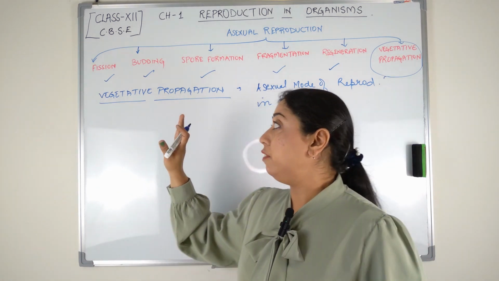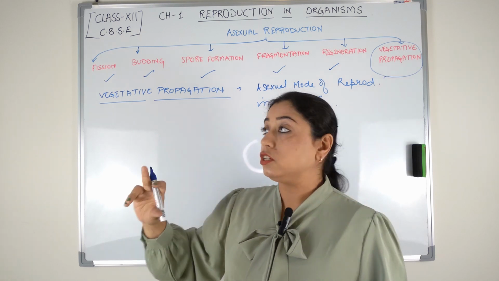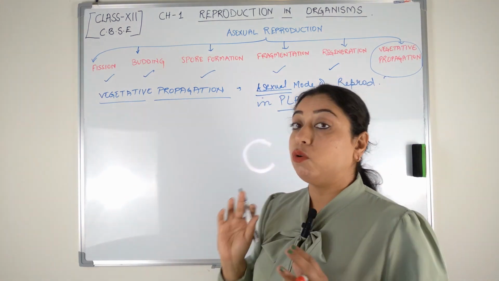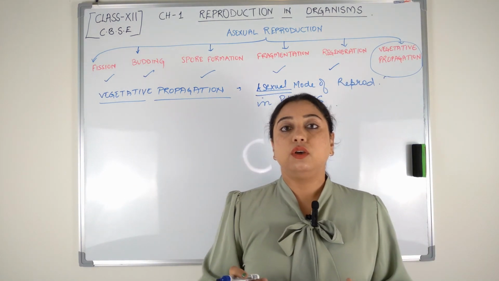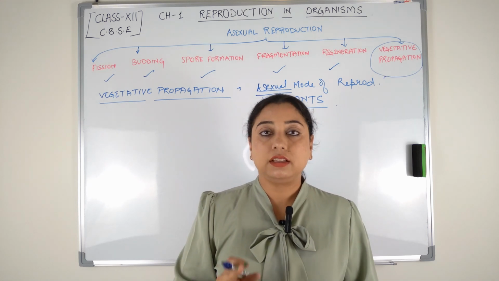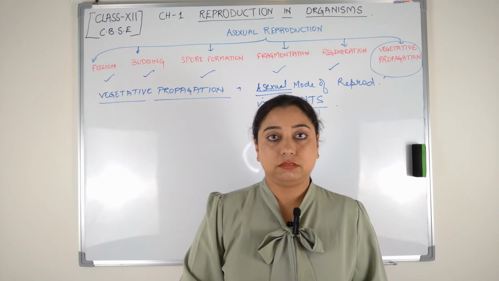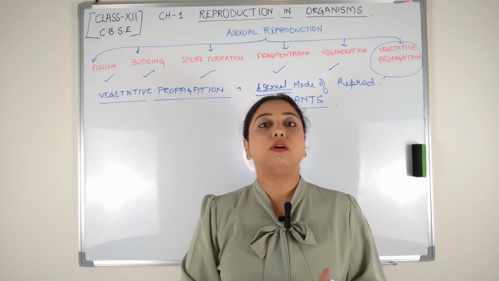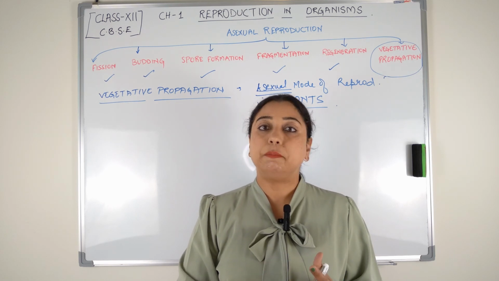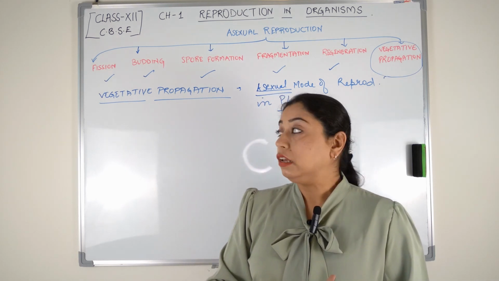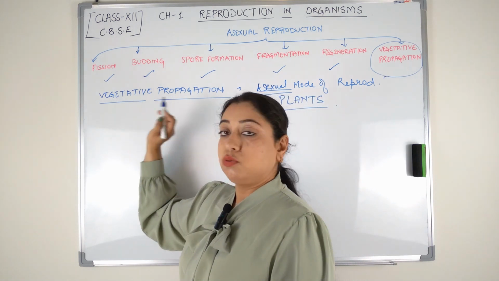But when we talk about vegetative propagation, which is asexual mode of reproduction, we will not be including seed and flower, right? We will not talk about the reproductive unit of a plant. Fine. So let's define these two terms.